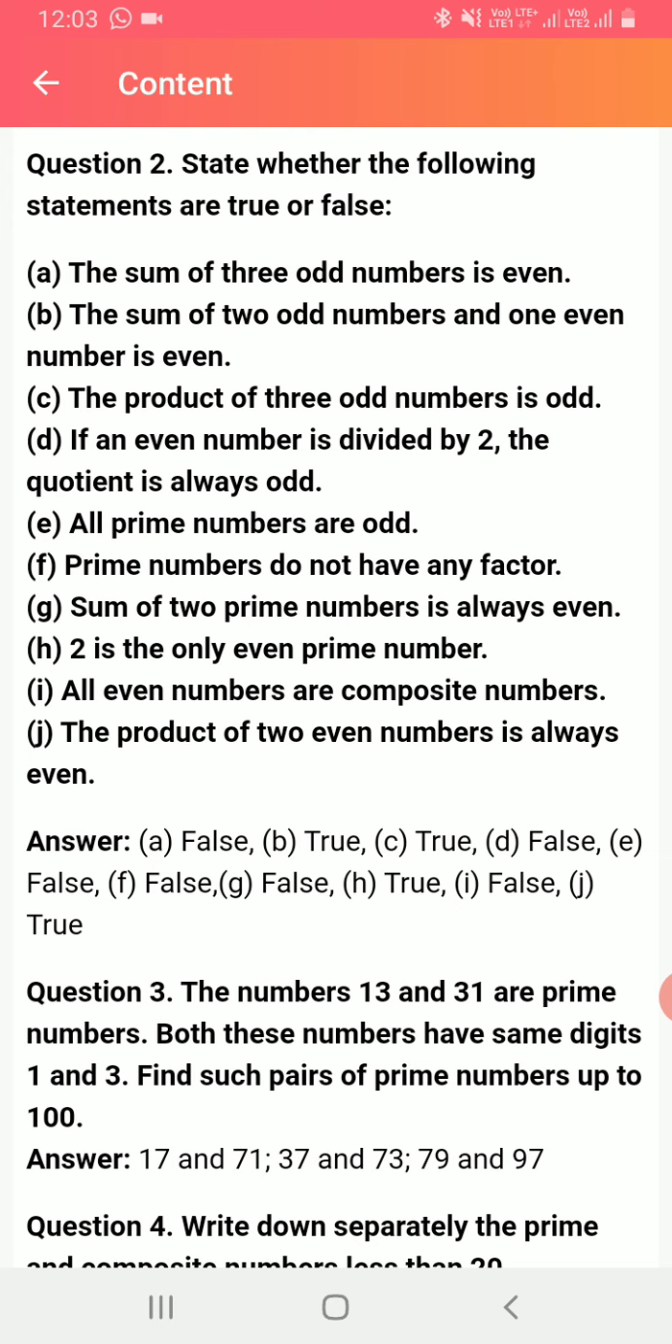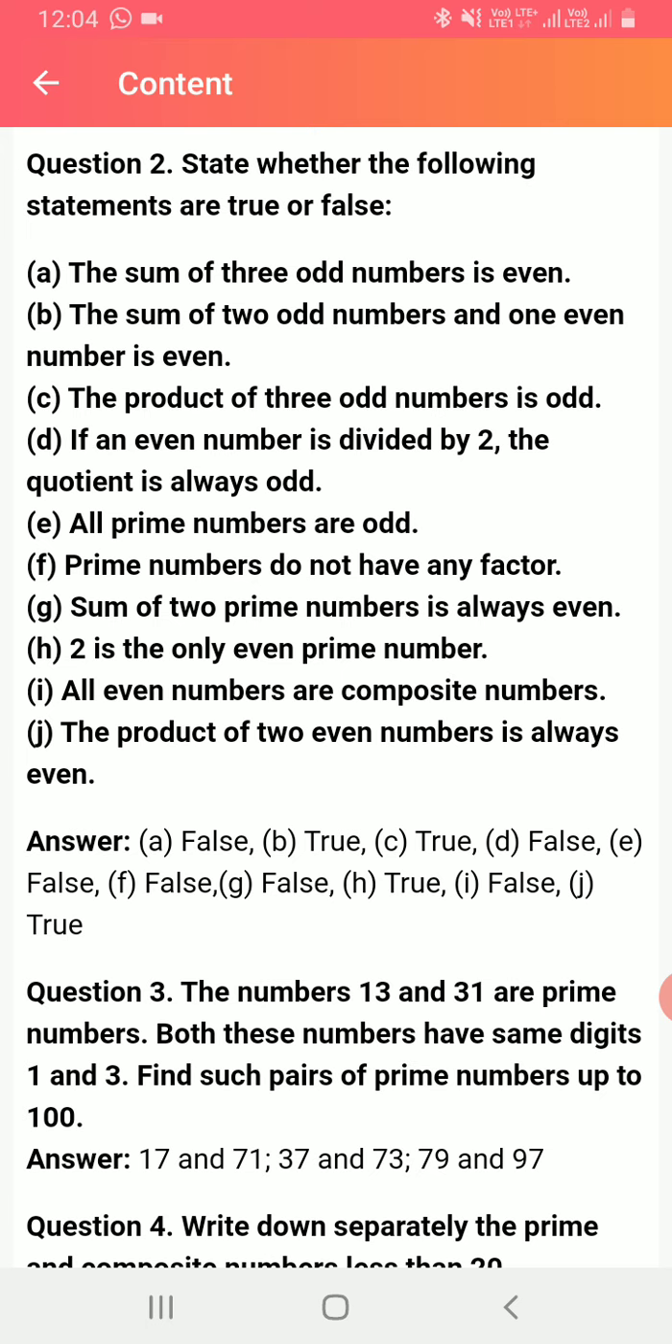Okay. Third one, the product of three odd numbers is odd. Yes, of course. If you add three odd numbers together, you will get the odd number itself. For example, if I add 1, 3, 5. 1 plus 3 is 4. 4 plus 5 is 9. So when you add, you will get an odd number only. Okay. So C option, C question answer is also true.